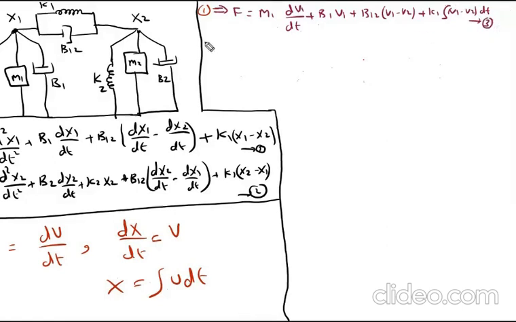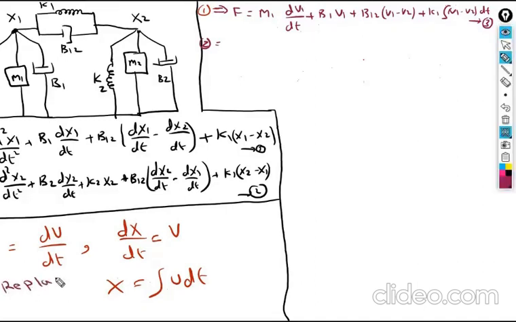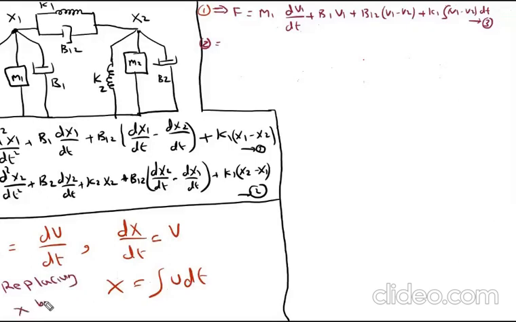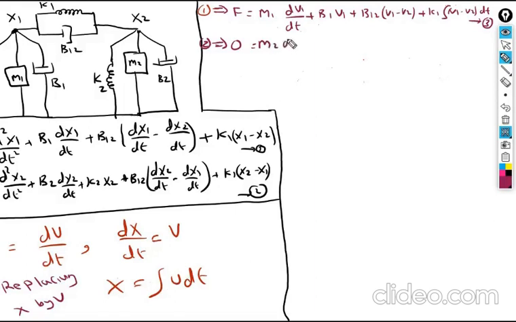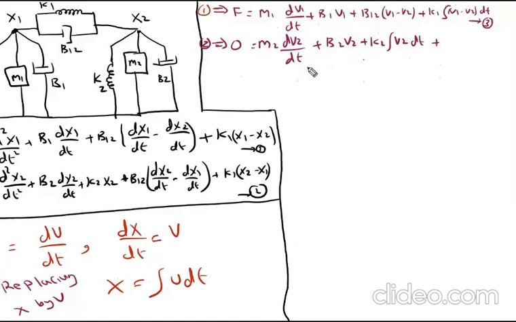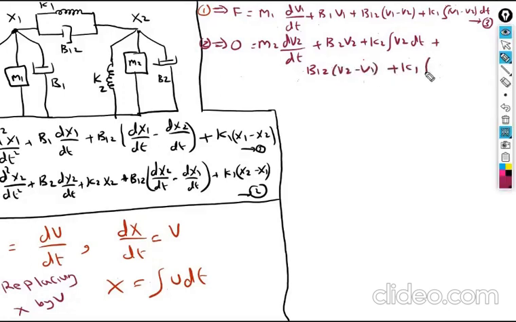And further, equation 2, on replacing x by velocity: 0 is equal to m2 into dv2 by dt, plus b2 into v2, plus k2 into the integration of v2 dt, plus b12 into v2 minus v1, plus k1 into the integration of v2 minus v1 into dt. This is your equation 4.